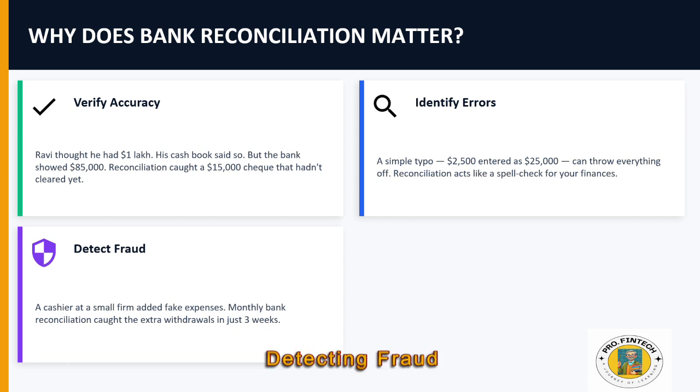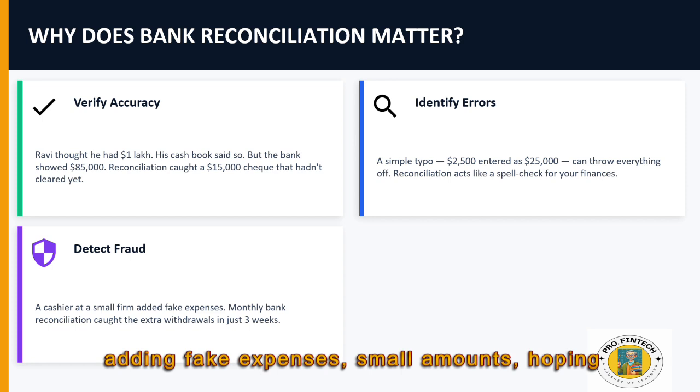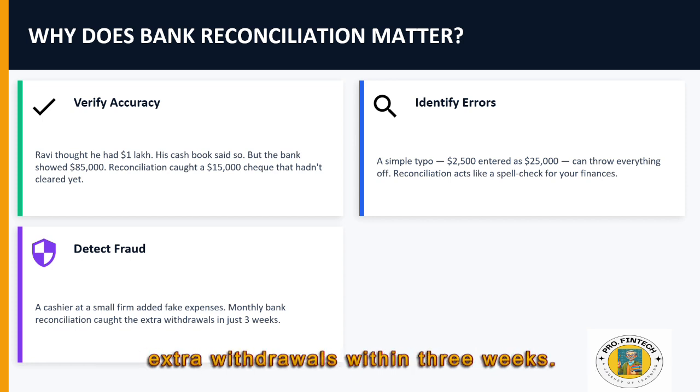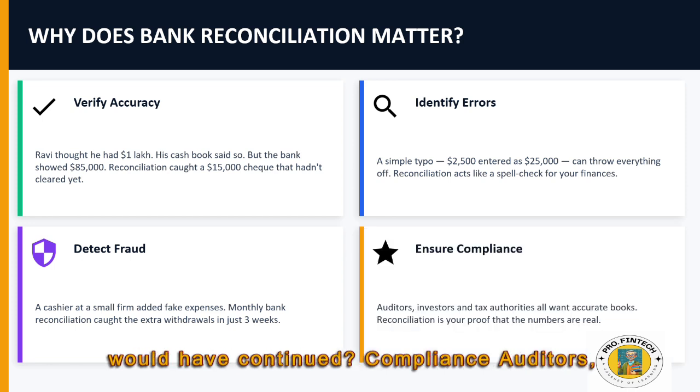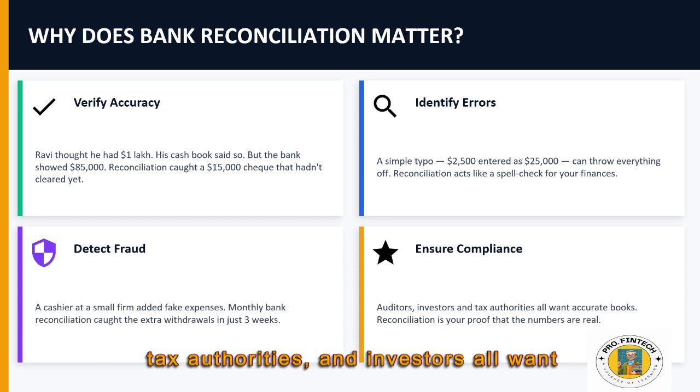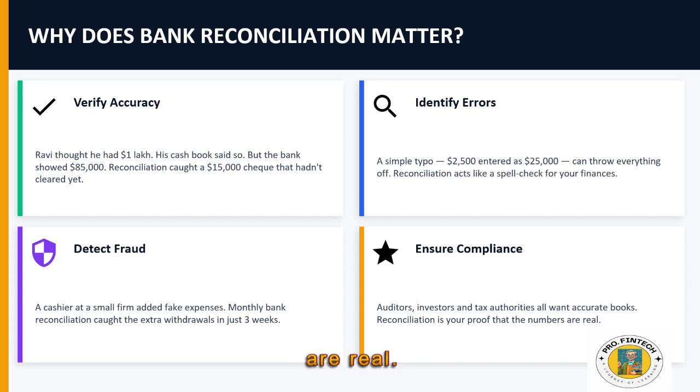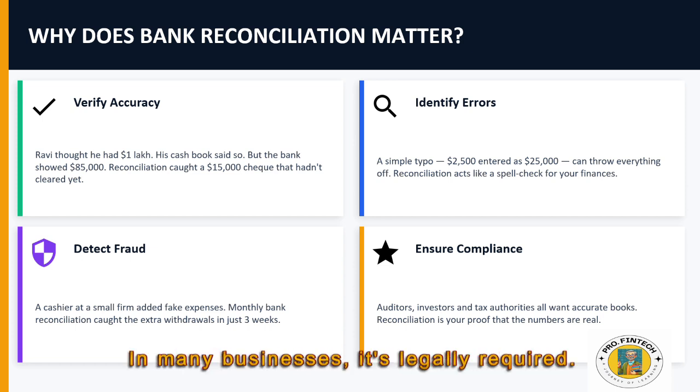Reason three, detecting fraud. This is the serious one. A cashier at a small firm was quietly adding fake expenses, small amounts, hoping they would go unnoticed. Monthly bank reconciliation caught the extra withdrawals within 3 weeks. Without it, who knows how long the fraud would have continued? Reason four, compliance. Auditors, tax authorities, and investors all want accurate books. A clean, regular bank reconciliation is your proof that the numbers are real. It's not just good practice. In many businesses, it's legally required.